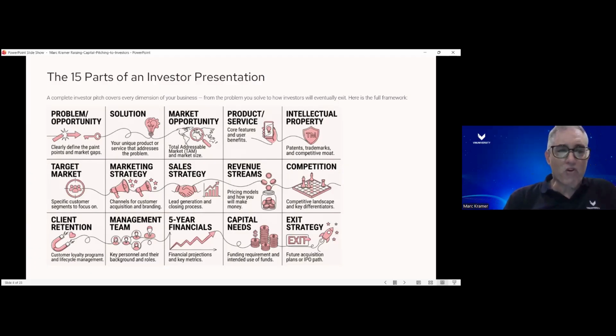We look at the target market that you're after, the marketing strategy and tactics you're going to pursue, sales strategy, revenue streams, and the competition. One thing when I taught at Wharton, I was teaching private equity guys and venture capitalists. I worked in a group that did business plans for foreign companies who want to enter or expand in the market. Most of them never put a client retention plan in.